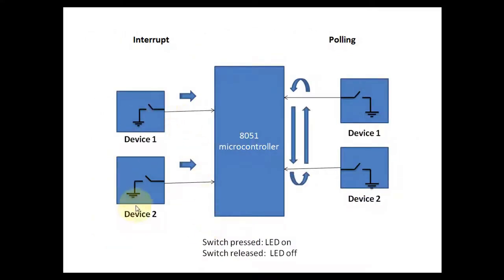Okay, so this is the basic difference between polling and interrupt. In polling, we are continuously wasting the microcontroller time in checking the status of these two pins. In case of interrupt, we are not wasting the CPU time. Whenever there is an interrupt, it will go and serve the device and come back and execute its own operations. So there is wastage of CPU time in polling, and there is no wastage of CPU time in interrupt.